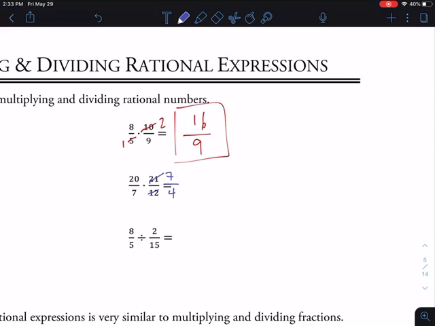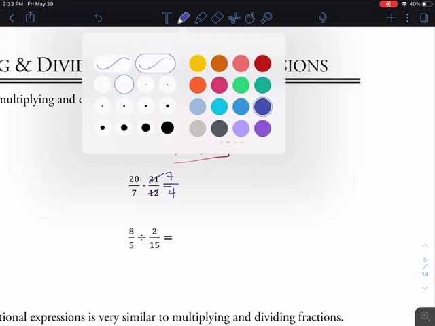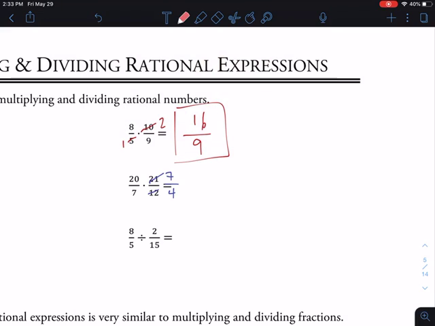And then I'm also seeing, again, I'm going to change pen colors so you can see that I'm doing this in 2 steps. I'm also seeing a 7 on the top and a 7 on the bottom, so I'm going to reduce those as well, 1 and 1. And this is getting a little bit crazy, so I'm going to just multiply across now. So I have 20 times 1, which gives me 20, and I have 1 times 4 in the denominator, which gives me 4, and I can see that I can reduce that even further.